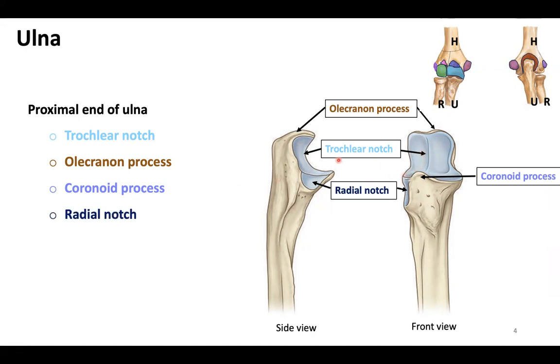Just below the trochlear notch, laterally, ulna contains the radial notch. As the name indicates, this notch articulates with the head of radius, and it forms the proximal radio-ulnar joint. This proximal radio-ulnar joint allows supination and pronation. It's a pivot joint, and it's where supination and pronation happen.